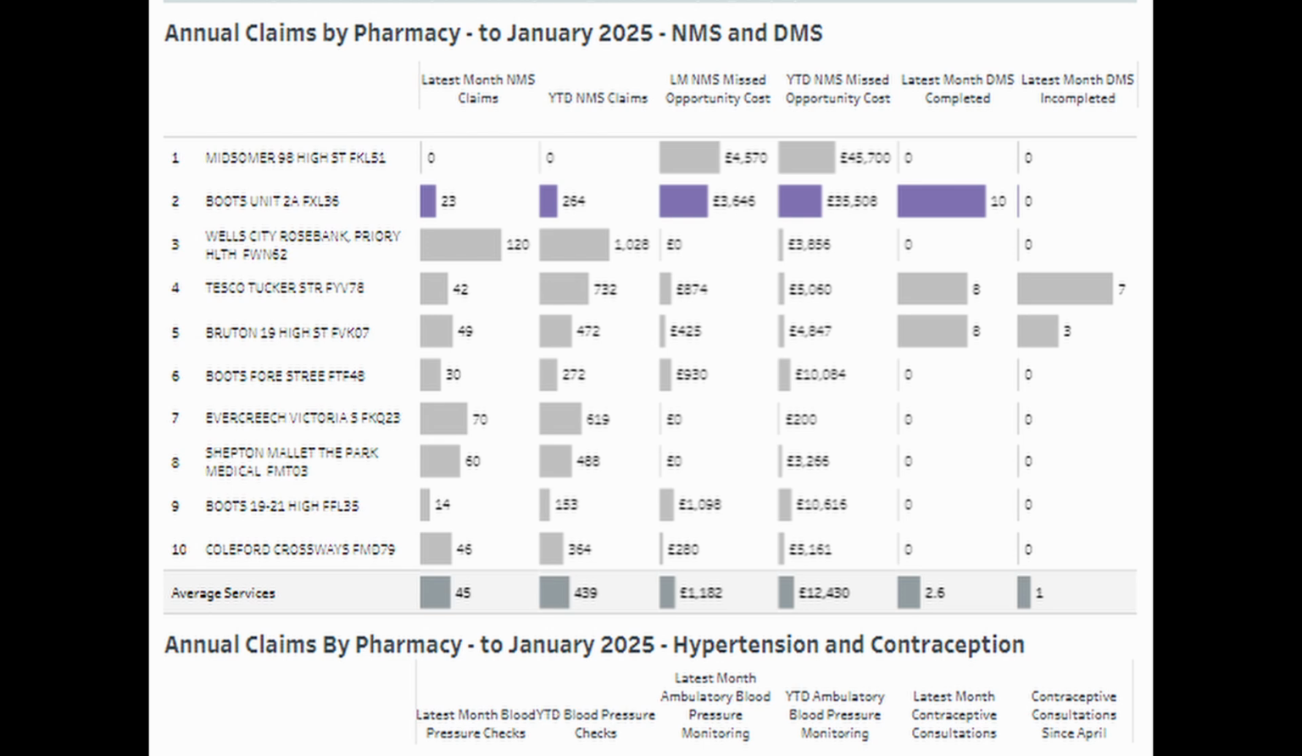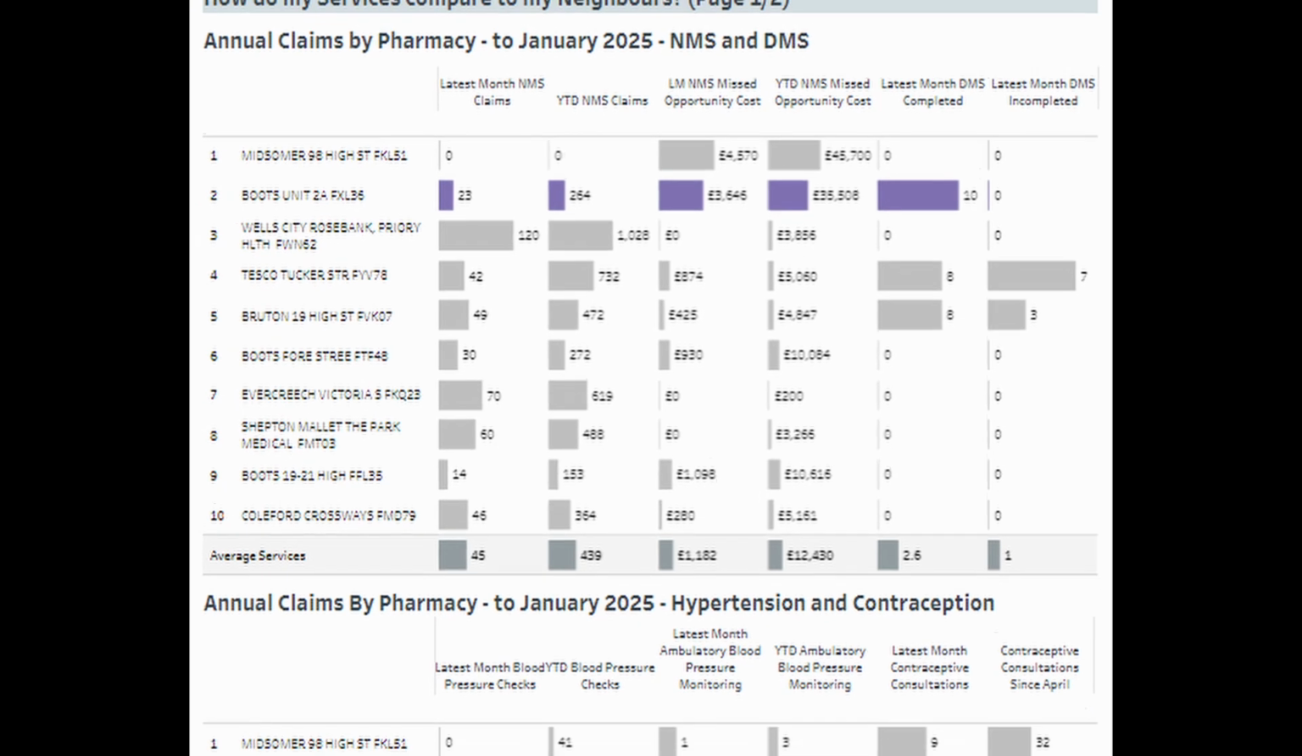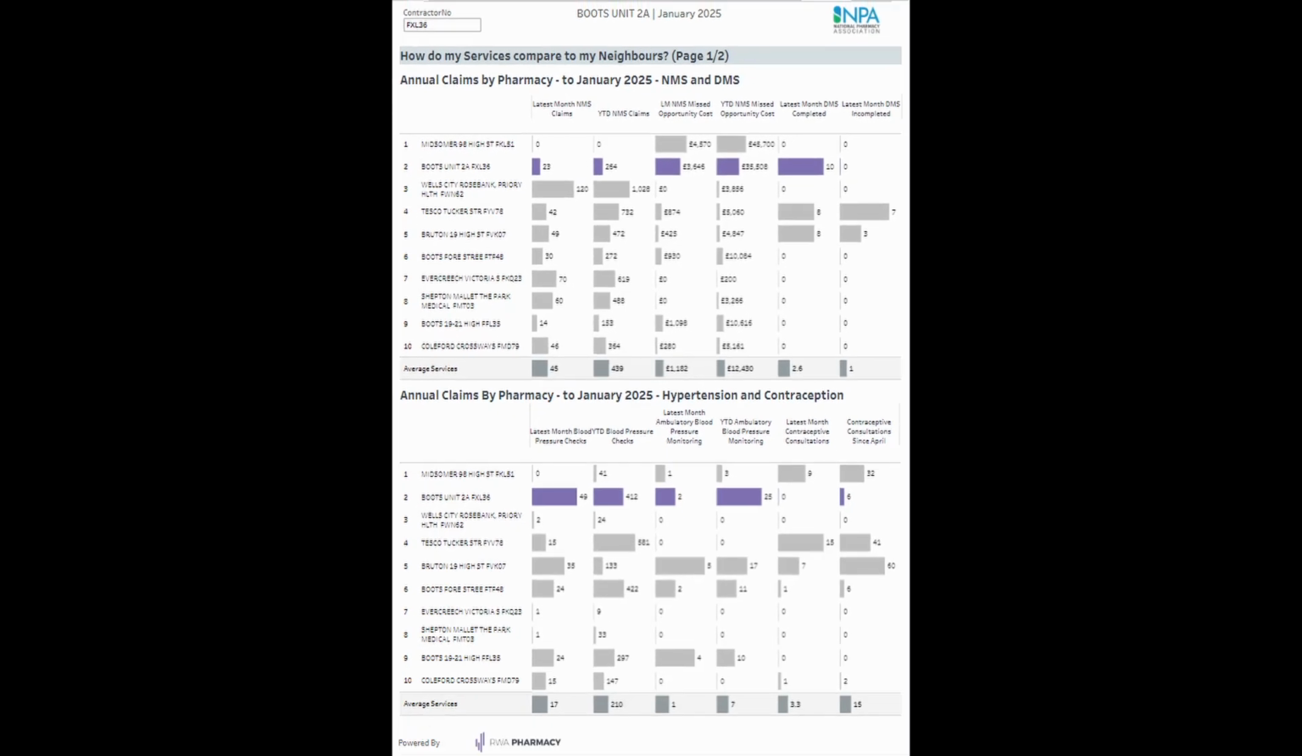Looking across the table, you might notice that some pharmacies are consistently claiming higher volumes across several services. That can indicate either more efficient workflows, stronger engagement with patients, or simply more proactive service delivery. Use this page to benchmark your activity and highlight potential areas to focus on, especially where neighbouring pharmacies are delivering more. If they're managing to complete more consultations, the patient demand likely exists for you as well.